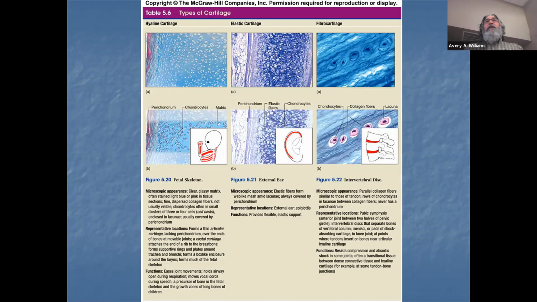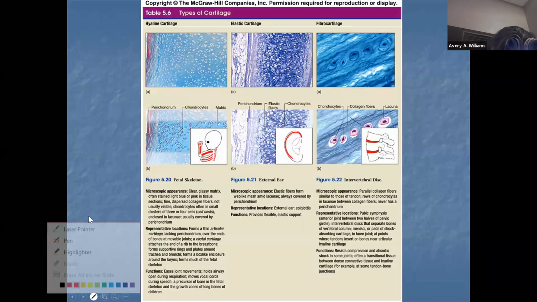So right here, remember, we're talking about connective tissue. There's epithelial tissue, connective tissue, muscle tissue, nervous tissue. And this is connective tissue. And then had like 4 categories of connective tissue proper, then the cartilage, then bone, then blood. So cartilage is in its own group. And as you can see, there's 3 different forms of cartilage.